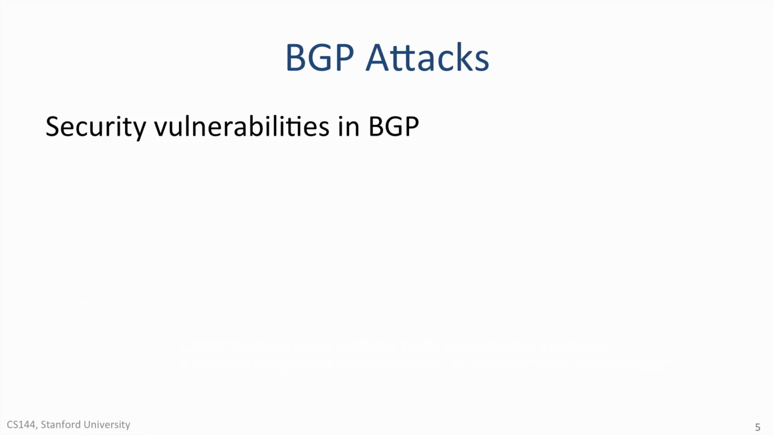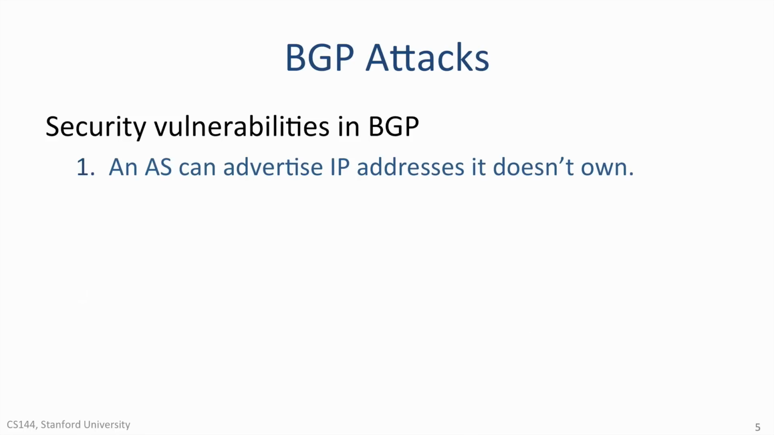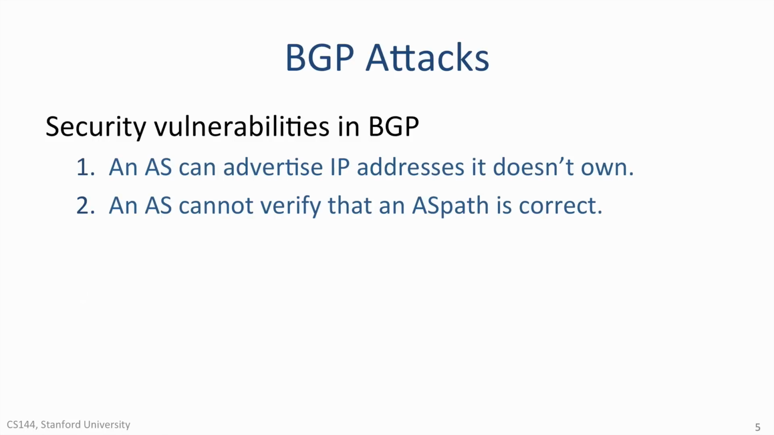BGP attacks exploit one or more security vulnerabilities in BGP. The first vulnerability is that an AS can advertise IP addresses that it doesn't own. This means it can advertise IP addresses that belong to another AS, and therefore create spurious problems. As you can imagine, this is a major vulnerability in BGP. An AS cannot tell if an advertisement is legitimate or not. Furthermore, an AS cannot verify that an AS path is correct.